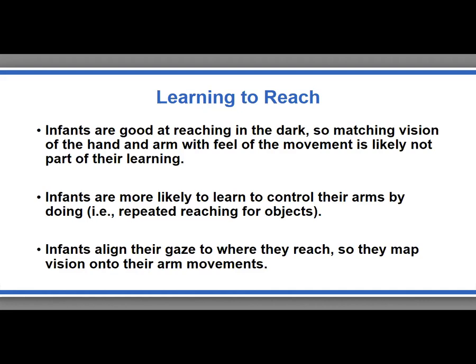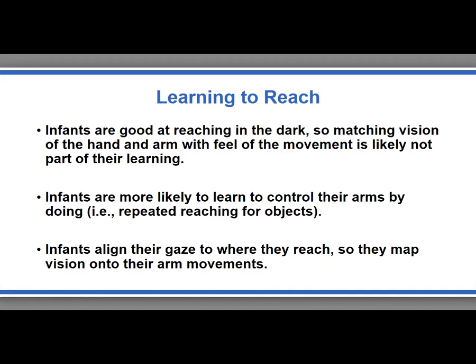Infants are more likely to learn to control their arms by doing so. It's repeated reaching for objects, again and again. That's usually how we learn a lot of physical skills, right? Repetition. And infants align their gaze to where they reach, so they map vision onto their arm movement.